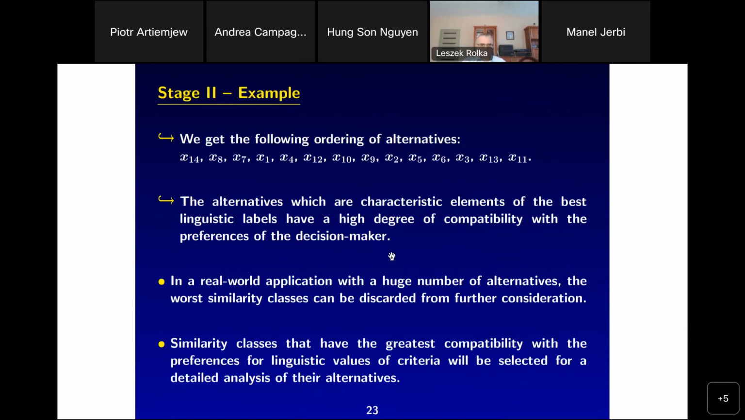In a real-world application, where we have a large number of alternatives, we can discard the worst linguistic labels and analyze only characteristic elements of the linguistic labels that have the highest compatibility with the preferences given by the decision maker.